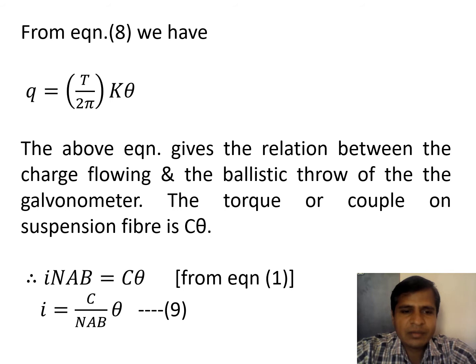From this equation, we can find out the expression for the current, that is small I equal to C upon N into A into B into theta. So let this equation be 9.